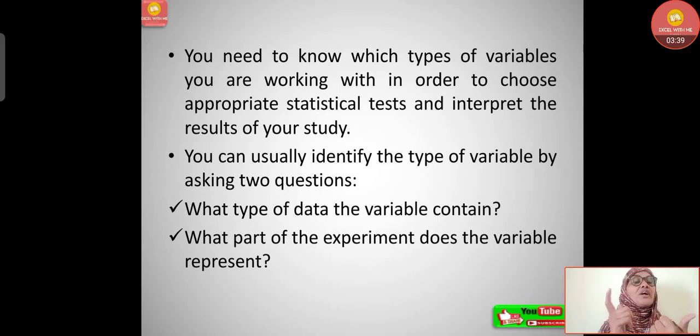Just now I told you in the previous example, academic achievement, if you want to test it, you have to take the report cards of the students. Likewise, what type of data does the variable contain? That is very important here. Now, what part of the experiment does the variable represent? Maybe you are doing experimental or descriptive research, whichever, what is the variable representing? That you need to understand.